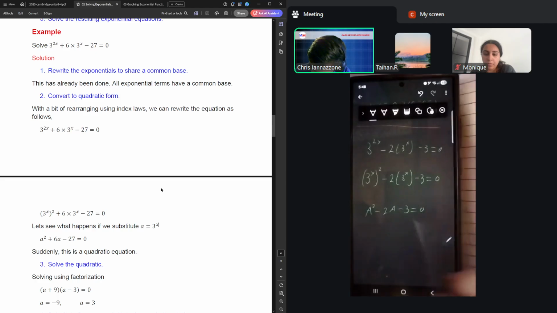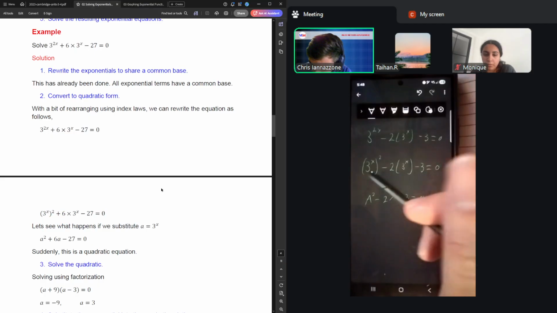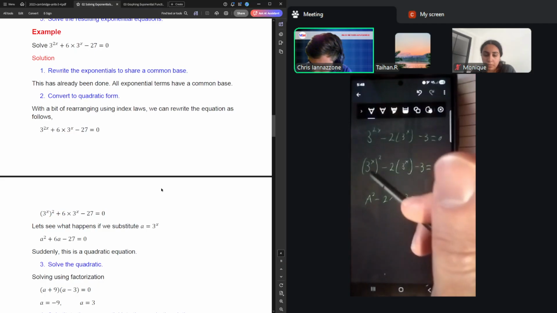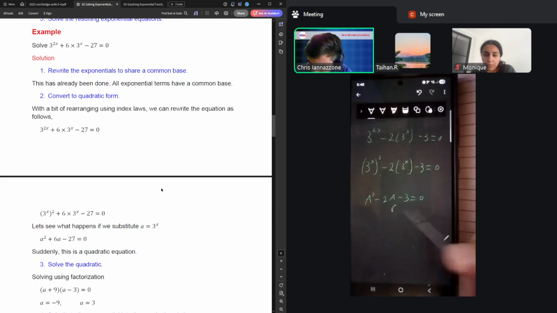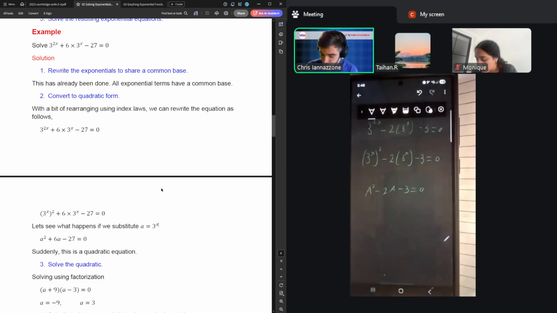Fun fact, this replacing with a technically isn't necessary. If you really wanted to, you could just go straight into 3 to the power of x's and solve it like it's a quadratic anyway. This is purely and simply for us to read this better. It doesn't actually need to happen, it's just a legibility thing. But yeah, we've got a quadratic now, which is nice. What do we do now to solve it?